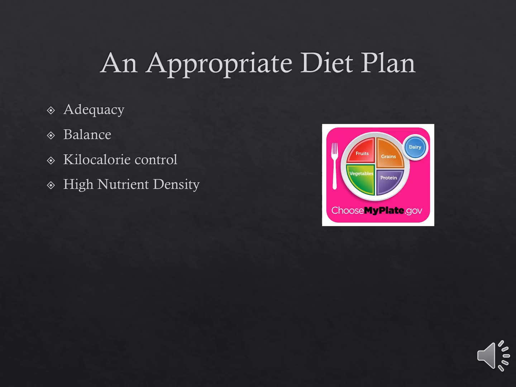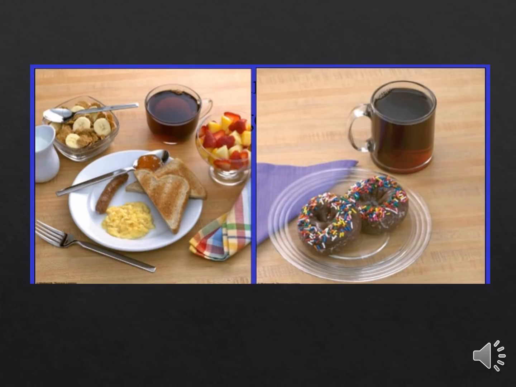Now, there are levels involved, as you're probably beginning to see. Both the milk and the cheese are fine in terms of adequacy or balance. But to achieve adequacy and balance, while also controlling for kilocalories, then you want to choose nutrient-dense foods. And in that perspective, the milk is a better choice than the cheese. I think that concept is probably easy enough to understand, but I just want to provide another example.